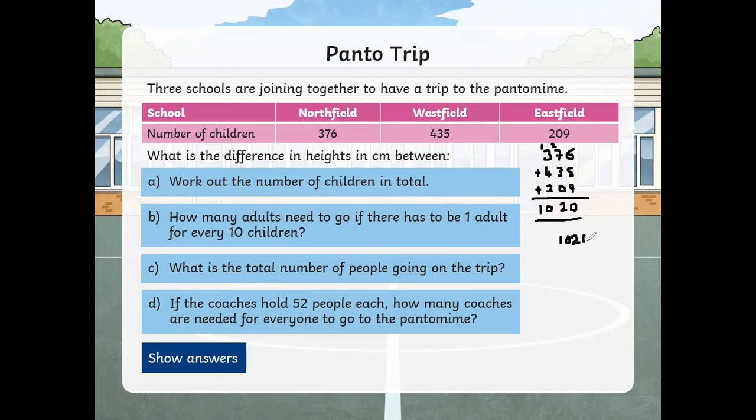1,020 divided by 10, which is equal to, and we know when you divide anything by 10, you just take away a 0 if you can, if it ends in zeros. So 102 teachers need to go. Then it says, what is the total number of people going on the trip? So the teachers and the students, so we will just add 1,020 plus 102.